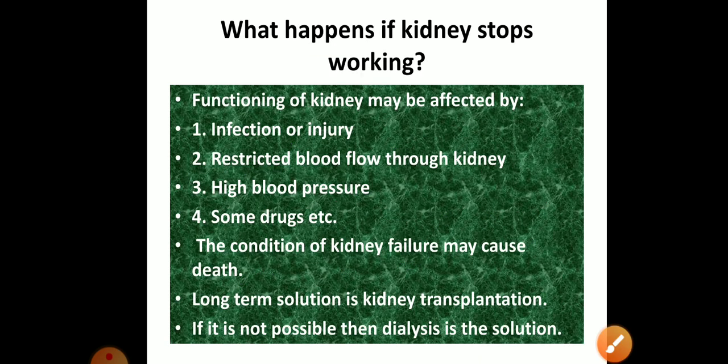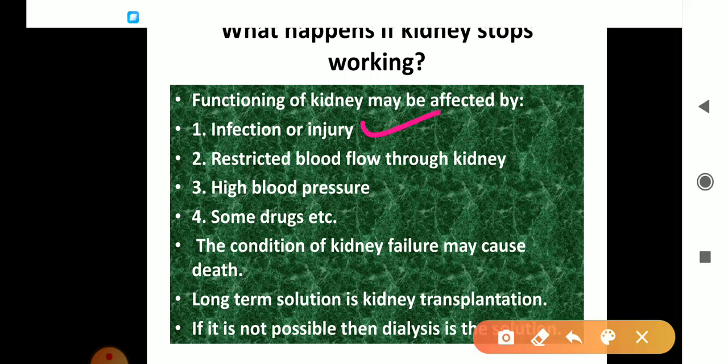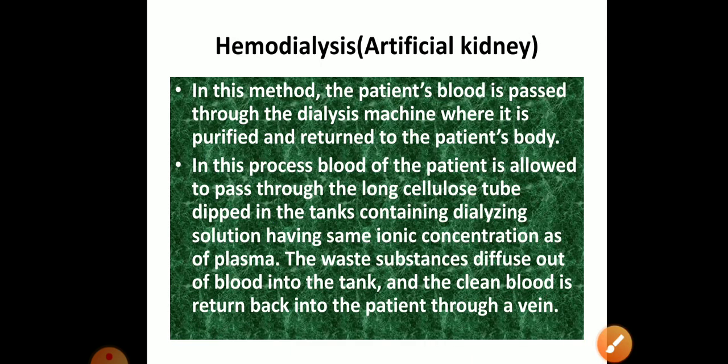What happens if the kidney stops working? In that condition, what are the causes due to which the kidney stops its working? It may be due to infection or injury, restricted blood flow through the kidney, high blood pressure, and consumption of some drugs. It also may be one of the reasons, and the condition of kidney failure may result. The long-term solution is only kidney transplantation, but every time it is not possible, so the patient has to go for dialysis. Okay, now next is, what is dialysis?